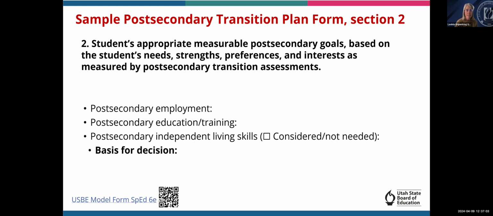So the first one, obviously, being those measurable post-secondary goals, have to be based on all that rich assessment information that you've gathered. And there are 3 post-secondary goals, 2 of which are required for all students with disabilities. So there must be one for what they'll be doing in terms of employment. There must be another goal, a second one, for post-secondary education and training. What are they going to be doing for their further education and training? And then the third one is for independent living skills.